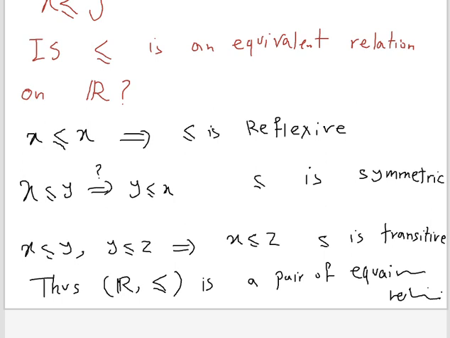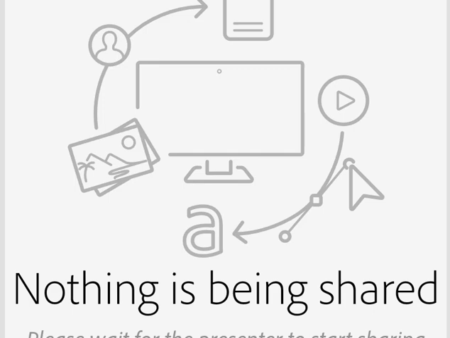Thus, this relation on R is not an equivalence relation. Okay. I come back to the book.